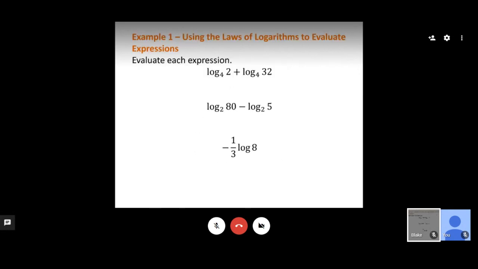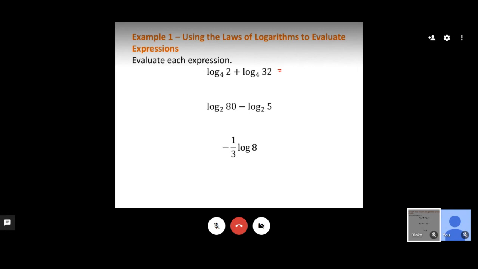All right, so let's apply them to some actual numbers then. So we've got a base 4 log of 2 plus the base 4 log of 32, and we want to actually evaluate what this is going to give us. So we're actually working with our laws. We're working backwards this time, because notice we've got the addition of 2 logarithms. The first thing I'm going to want to do is actually combine them into a single logarithm. So if I were to do that, since they're both a base 4 log, I'm able to combine them.